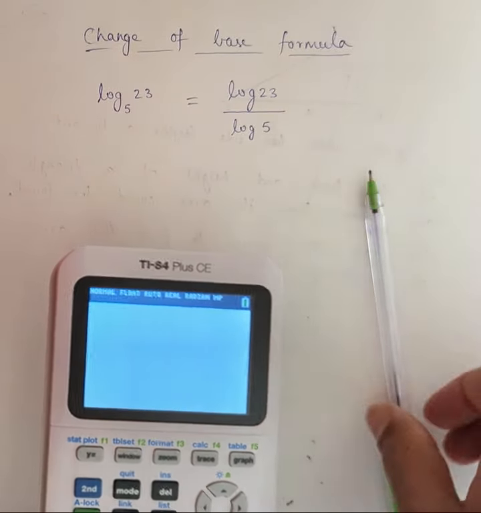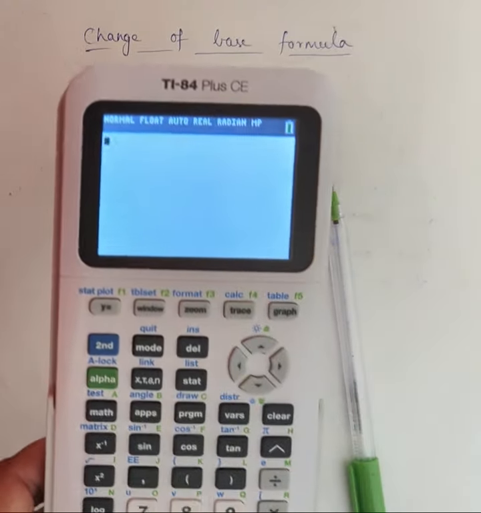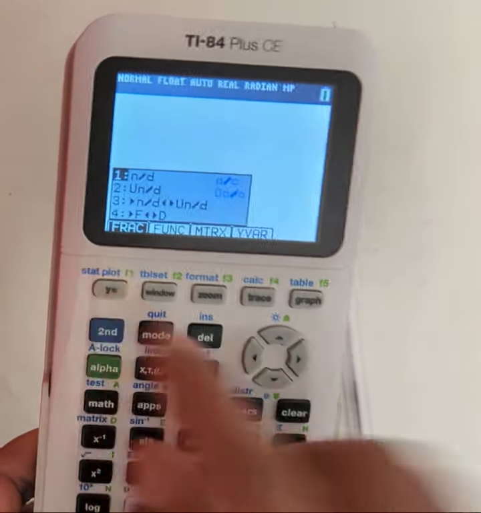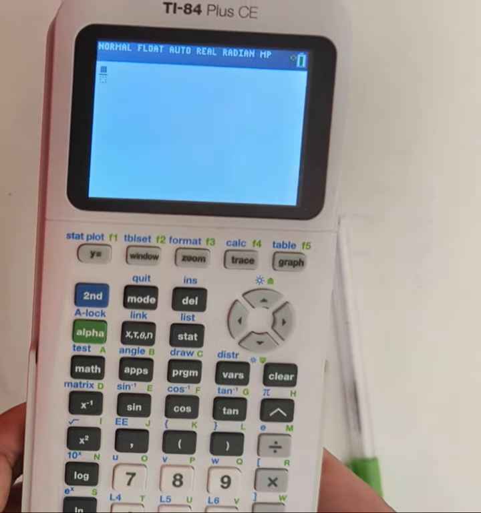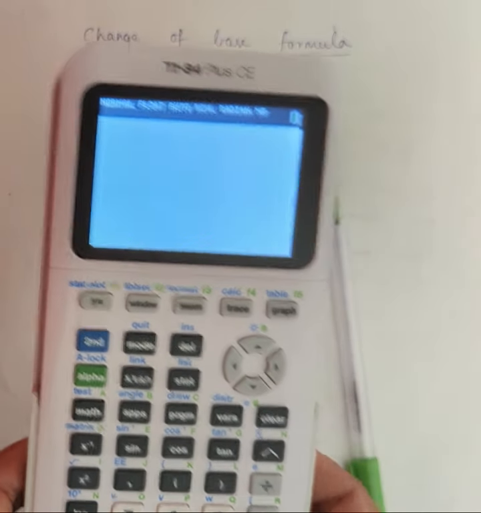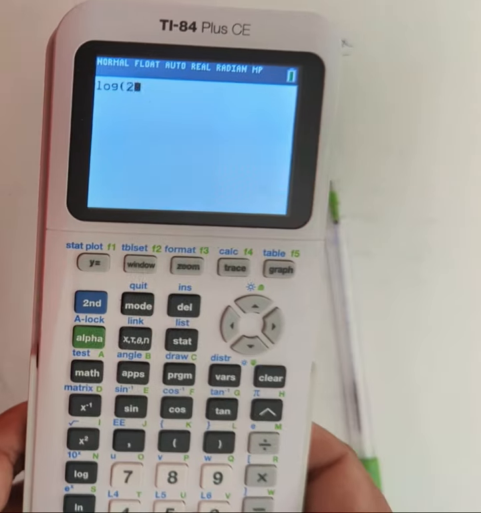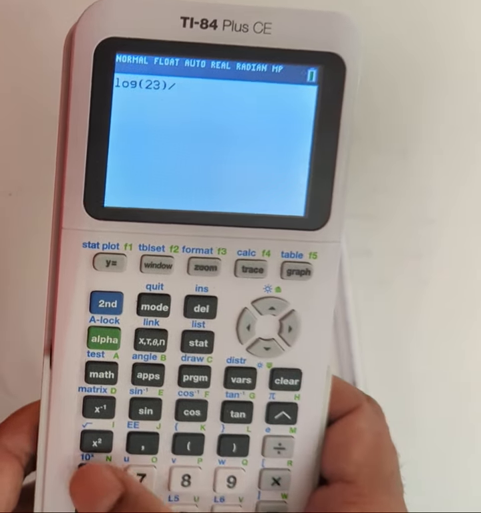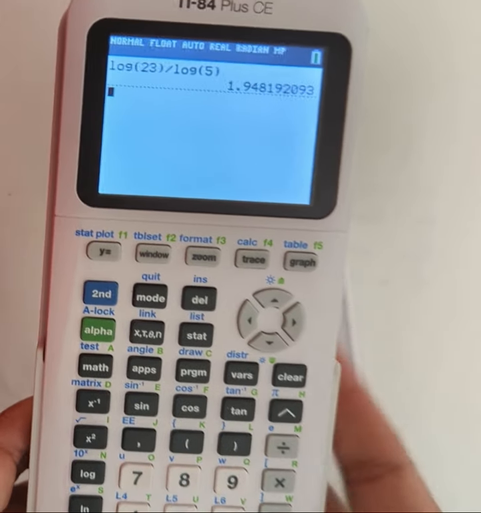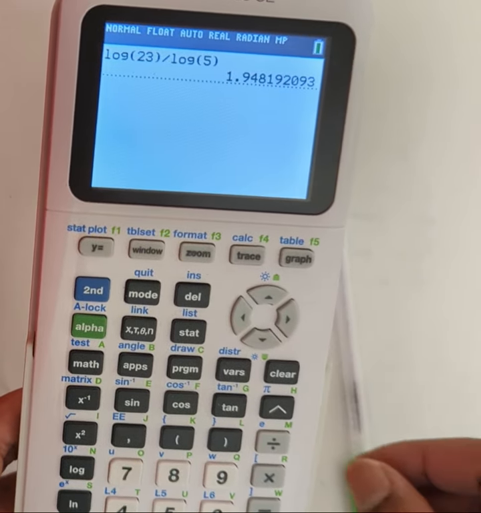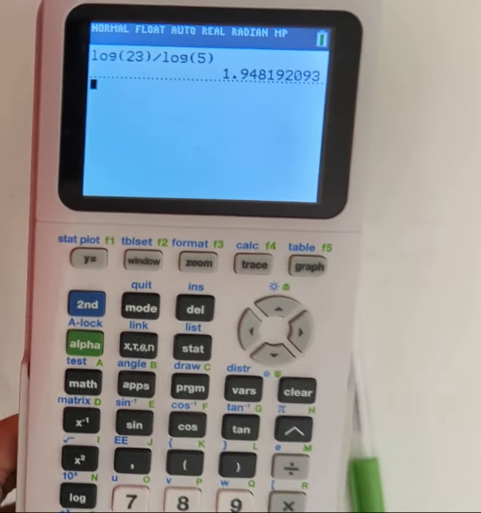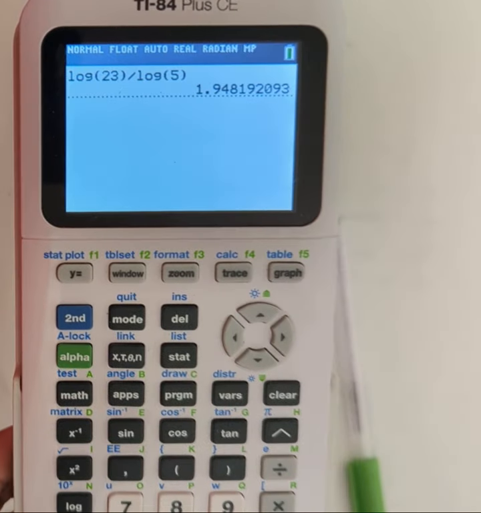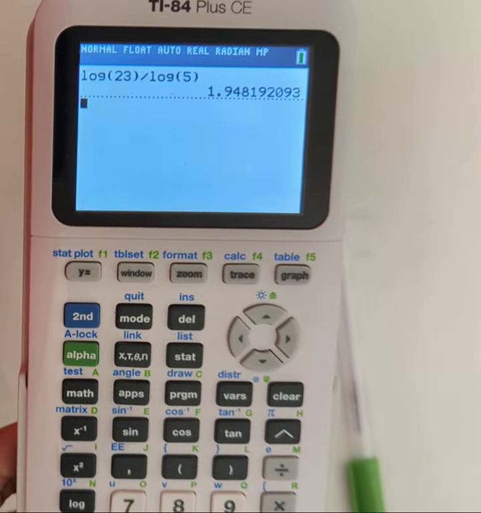So be sure to have log 23 over log 5. And if I have this feature n over d, then I'm going to choose that. If not, this is what I would do. Log 23 and then divided by log 5. So that answer is 1.948 and so on. Now sometimes they ask you to round it to 3 decimal digits, in which case you would say 1.948.